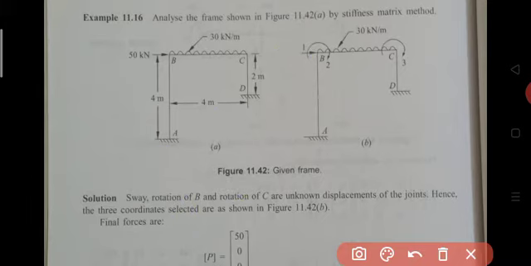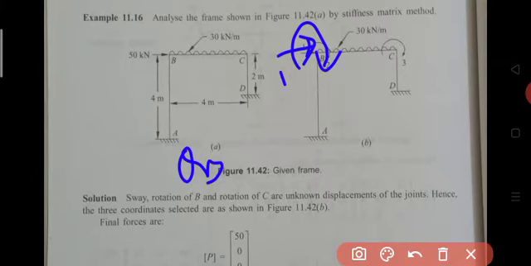In this case, the frame is subjected to sway, so assign coordinate 1 as a force coordinate at the floor level, the BC level. This is 1. Then the second degree of freedom is a rotation, theta B, rotation of joint B. Therefore assign the second coordinate as a moment coordinate in the clockwise direction. Then the third degree of freedom is theta C, again a clockwise moment, so assign the third coordinate as a clockwise moment. This is 1, this is 2 and this is 3.